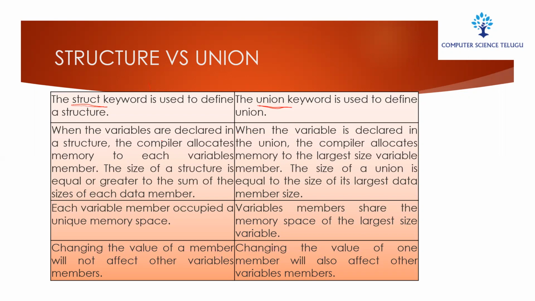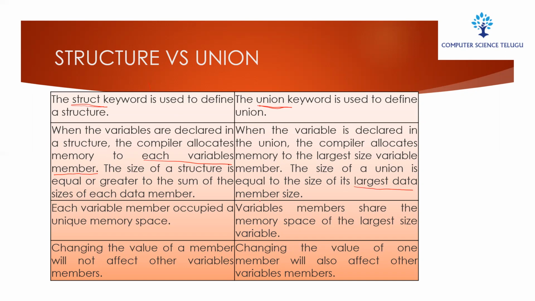So the main difference between structure and union is that when variables are declared in a structure, the compiler allocates memory to each variable in the structure. But whereas in union, it allocates the largest data member size.